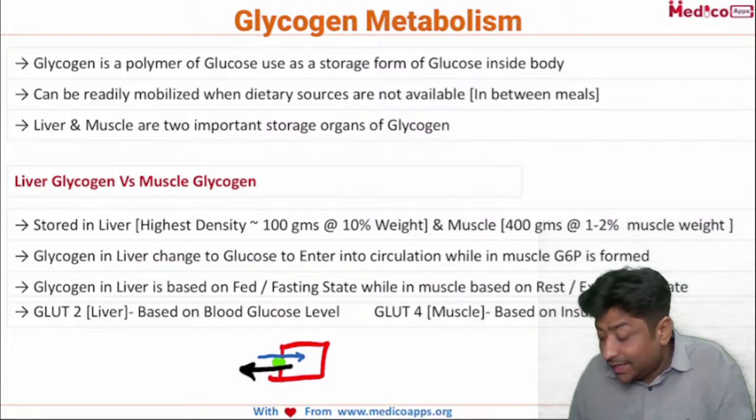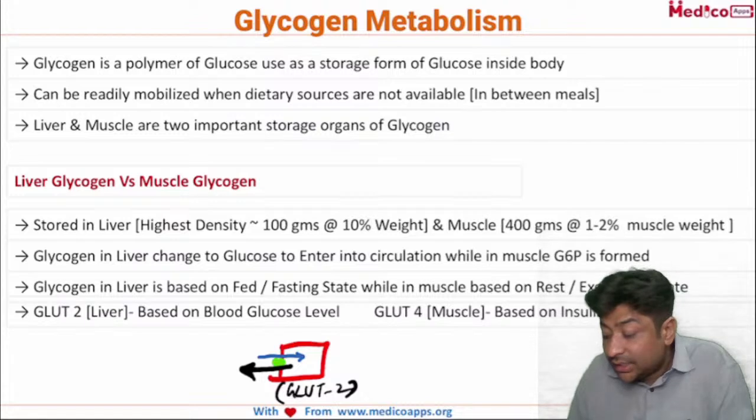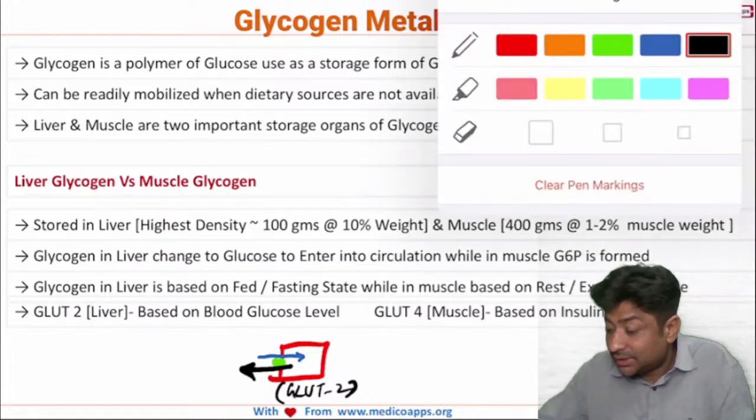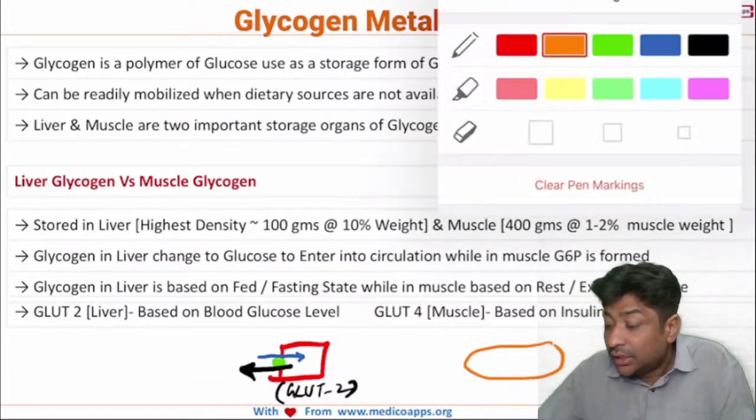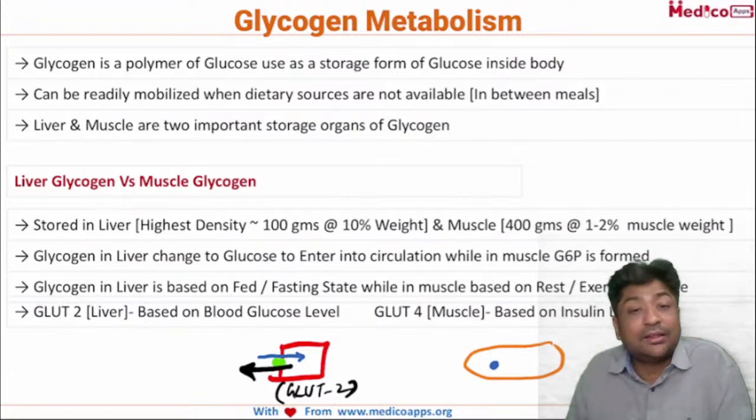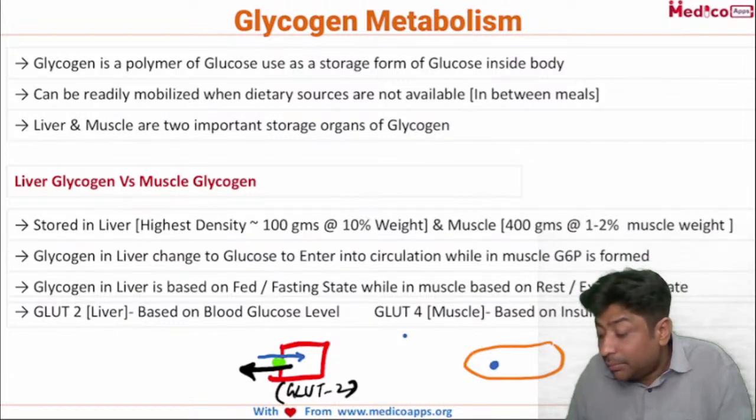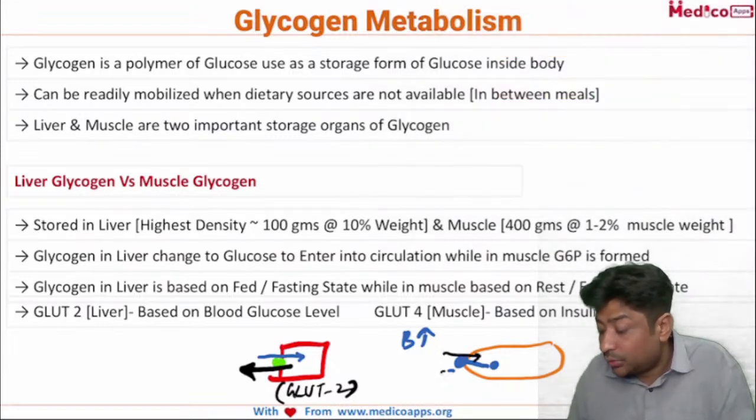So liver has GLUT2 receptors, and they are always present on the surface. Whereas suppose this is a muscle cell. Let's draw a muscle cell. The muscle cell has GLUT4 receptors, and they will never be on the surface. They will always sit inside the cell. Whenever the blood glucose level is high, then they will migrate to the surface, and they will suck in all the extra glucose.